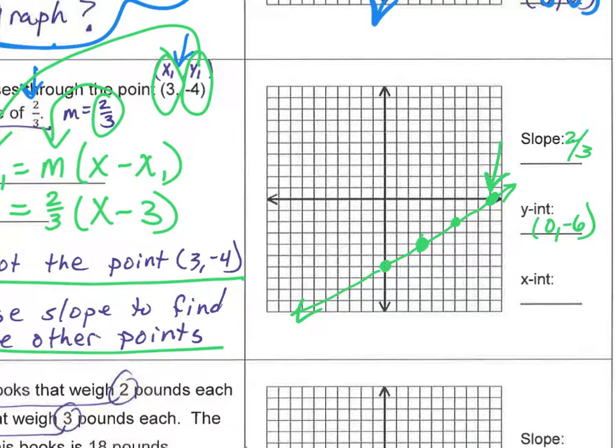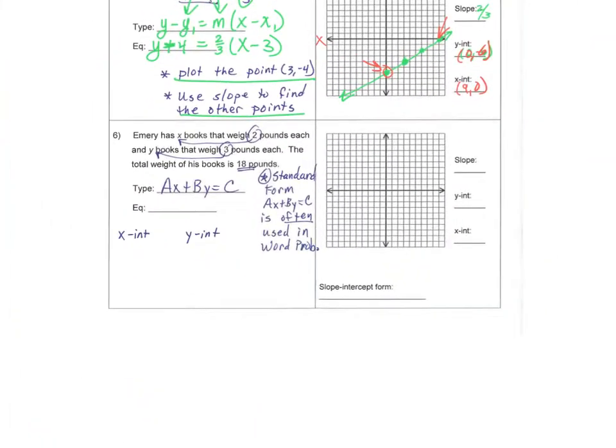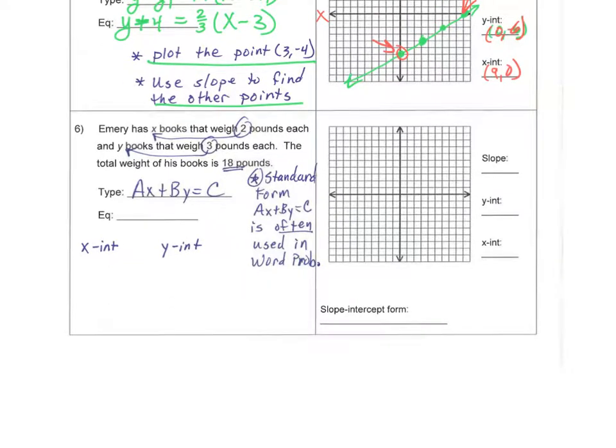Oh my gosh. Did you guys see what I did wrong on that? I hope you did. This is the x-axis, people. My x-intercept is here at 9, 0. My y-intercept is here at 0, -6. There we go. Now I'm on target. All right, let's take a look at problem number 6.